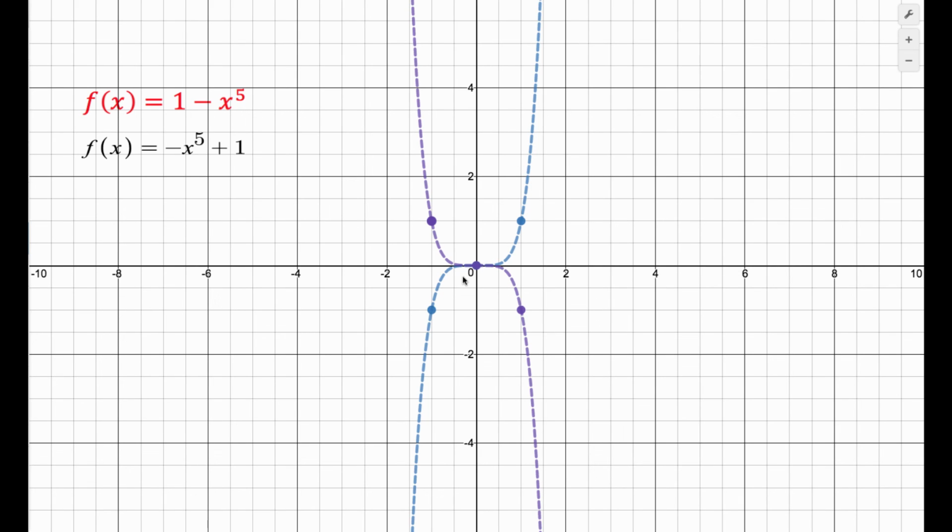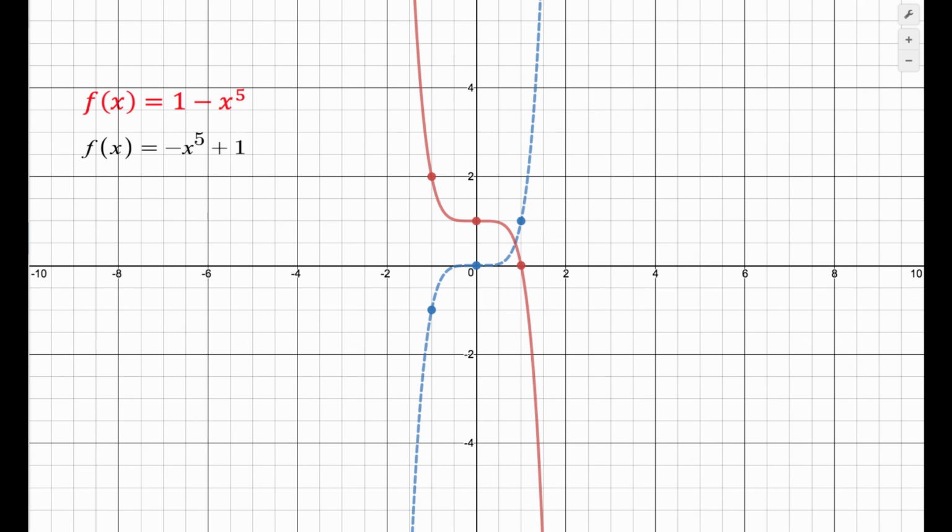That's our first transformation. We had the parent function and then we graphed the first transformation. And then the last transformation is dealing with this plus 1. So it's a plus 1 outside of our x to the fifth. What is this plus 1 going to do to our graph? Well, this plus 1 is going to take our graph and shift all of our points on this purple graph up 1 unit. So when we do that, we get this function here, and this right here is our end function, f of x equals 1 minus x to the fifth.